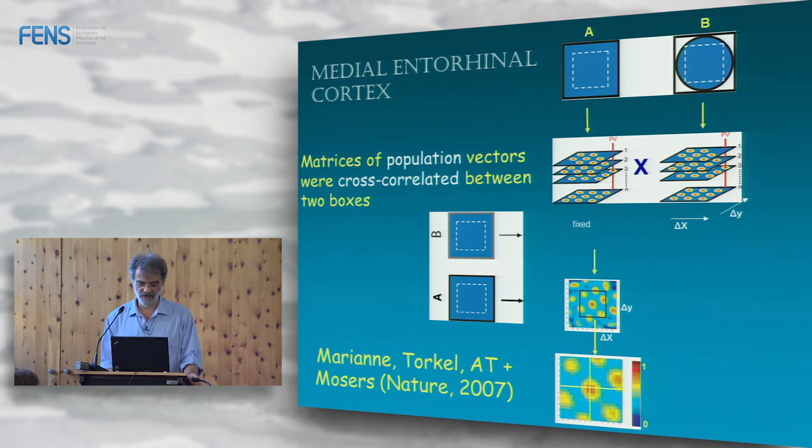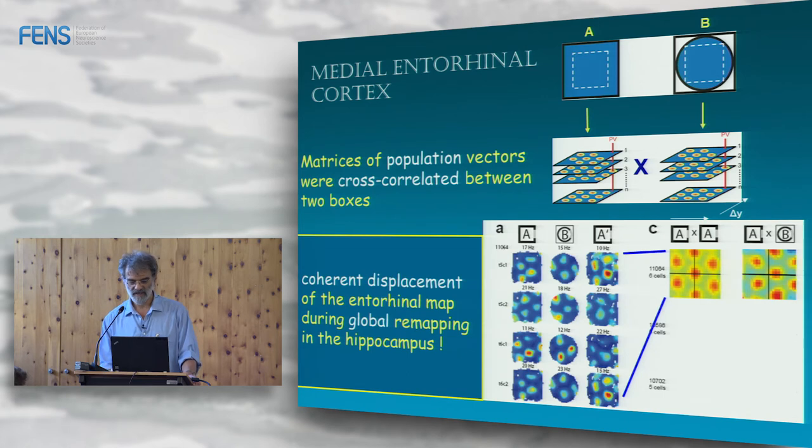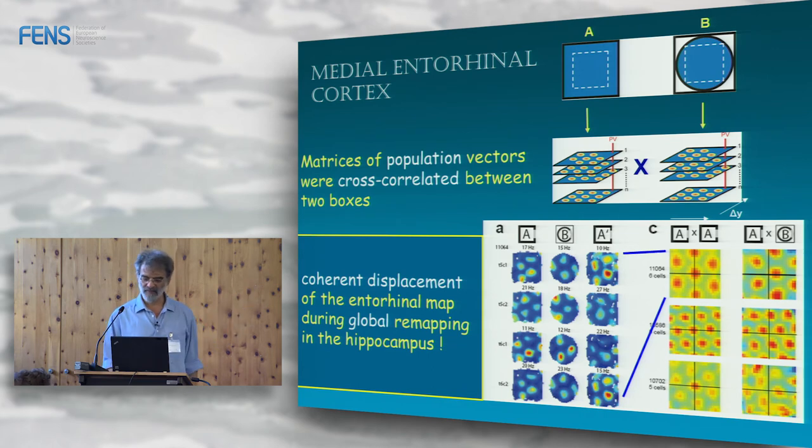But if now you extend it to a cross-correlation between the representations of A and B, this is an illustration where in part C you have first the autocorrelation and then the cross-correlation between the representations of A and B. What you see is still a grid pattern, only shifted from the origin. That means that at the population level, there is a coherent displacement of the map. It is as if every cell displaces its grid map by a fixed amount that is common to all the cells. This is seen in this example, but you can take other examples. You always see the grid patterns displaced. This was with trying different boxes in the same room.